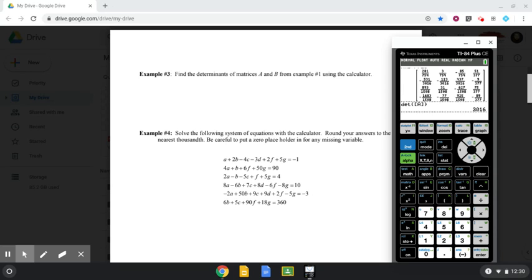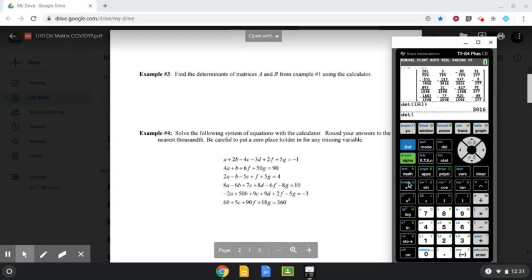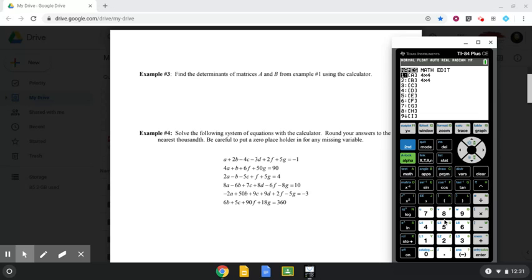Okay, so at this point, you should have found the determinant of B. So to make sure you have the correct answer, we're going to do second inverse math, which is where everything's pretty much stored. Choice 1, determinant, followed by the name, matrix B, which is going to be choice 2. Close the parenthesis and press enter, and voila. If this is the decimal you got, then you got the correct determinant from B.